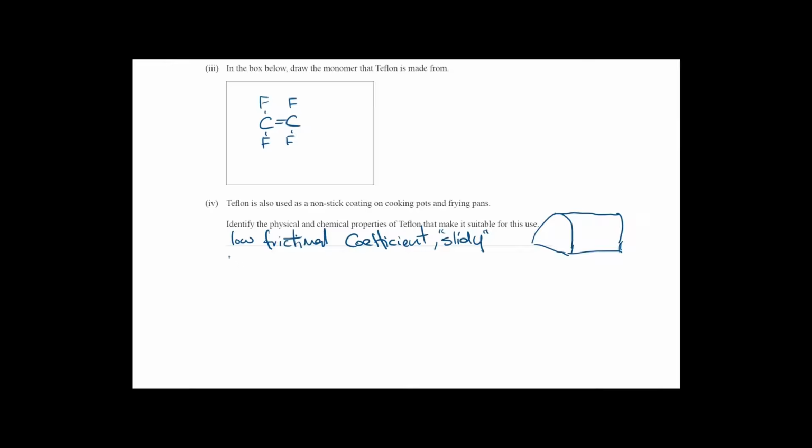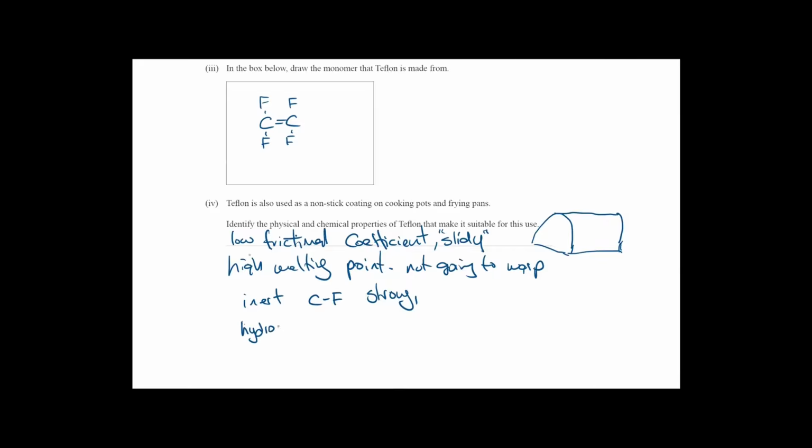What else does it have? It has a high melting point. Okay, if you're making your pots and pans out of Teflon, you don't want them to melt. It's also not going to warp. Now, it will eventually, but at a really, really high temperature. The chemical property, it's inert. It has these carbon-fluorine bonds, which are really, really strong. What else? It's almost like a surfactant, and I think it's hydrophobic.